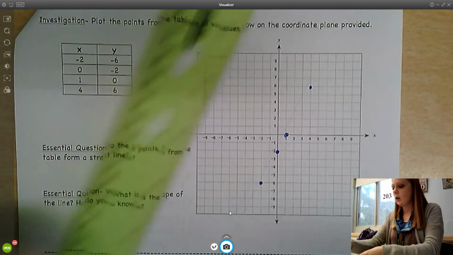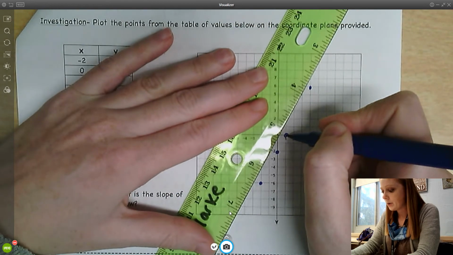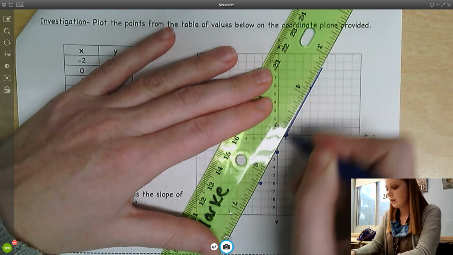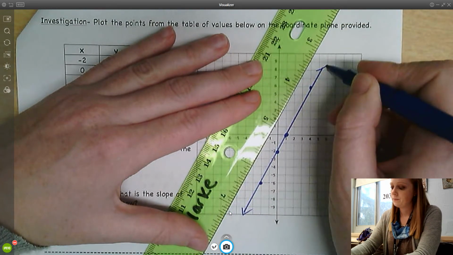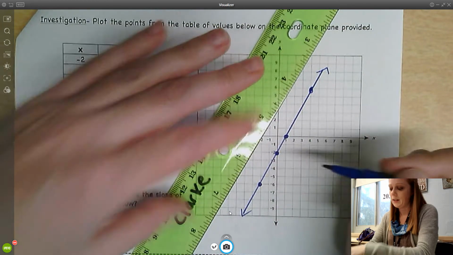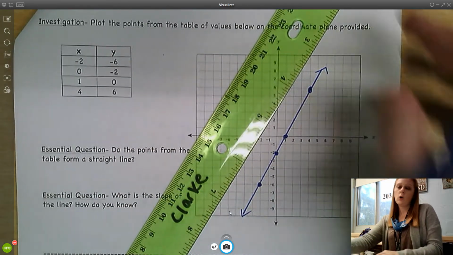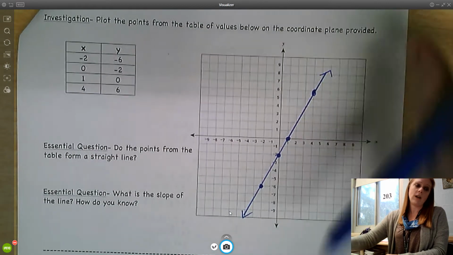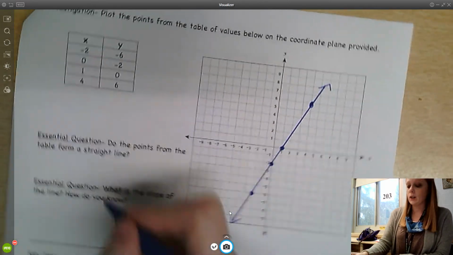So these are collinear. They are going to make a line, but you're probably noticing something a little bit different about these. They're not evenly spread out. These two are super far away. These two are super close. And then we got that one down there. So our question, do the points from the table form a straight line? So yeah, that's a straight line.